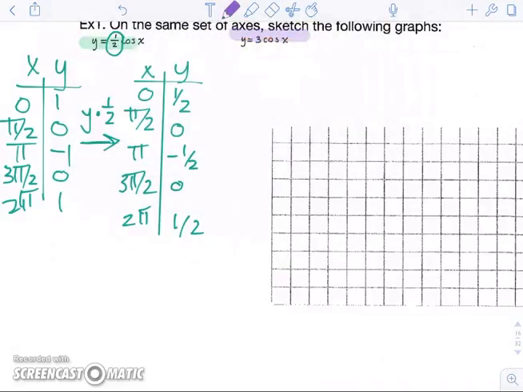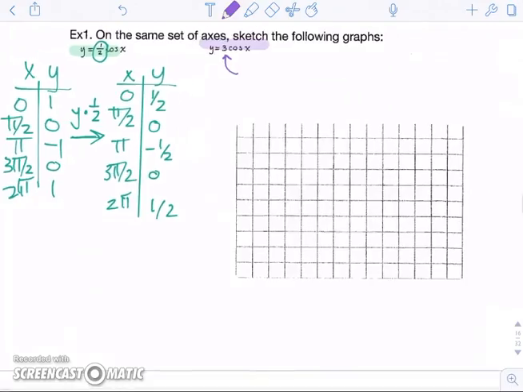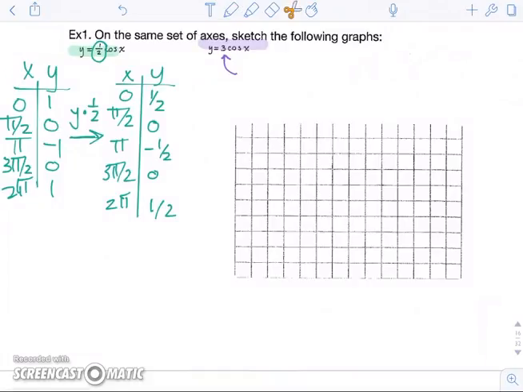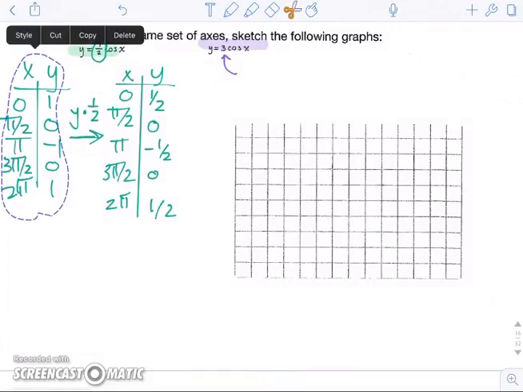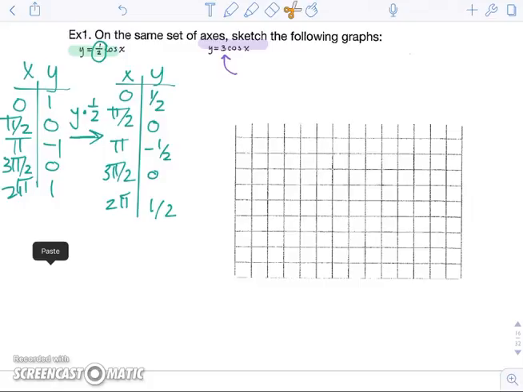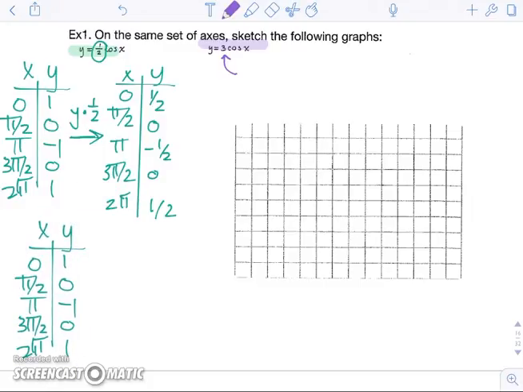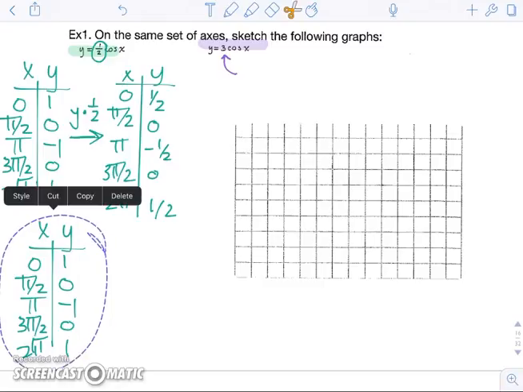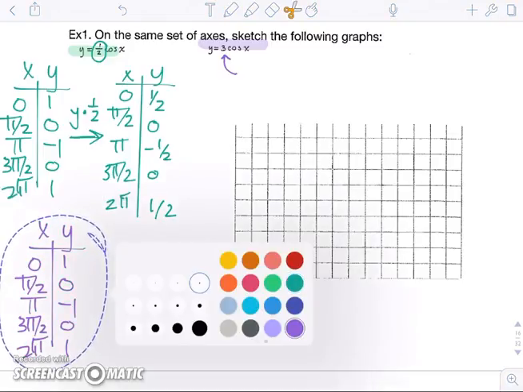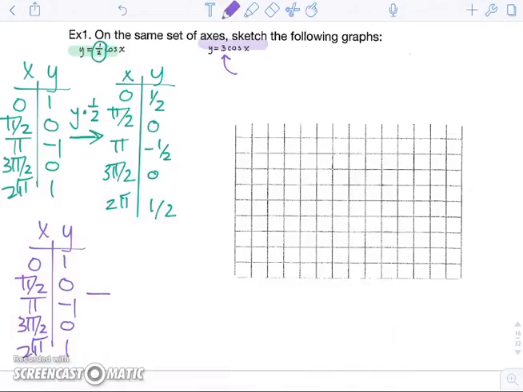For this one, that 3 out front is a vertical stretch, meaning I'm going to make the graph tall and skinny. Vertical meaning y values. So I'm going to take my cosine parent function, put that here, and I'm going to end up multiplying my y values times 3. So my x values stay the same.